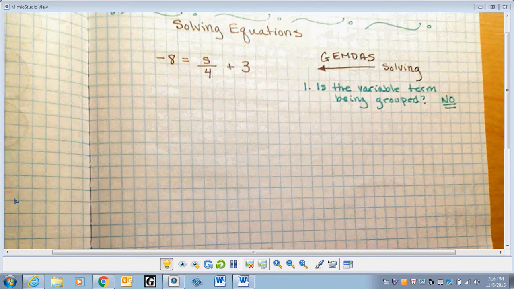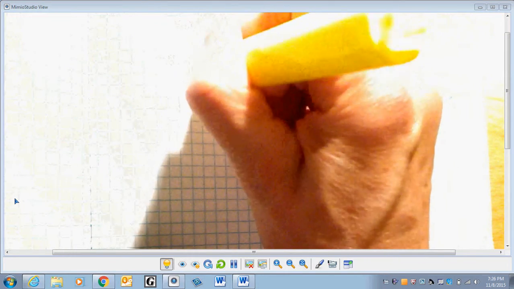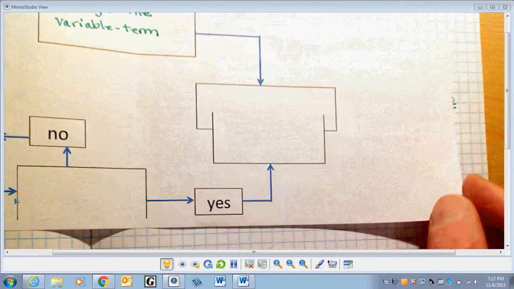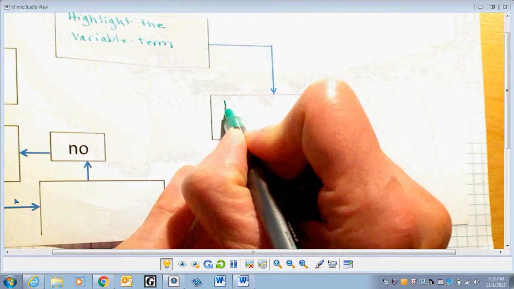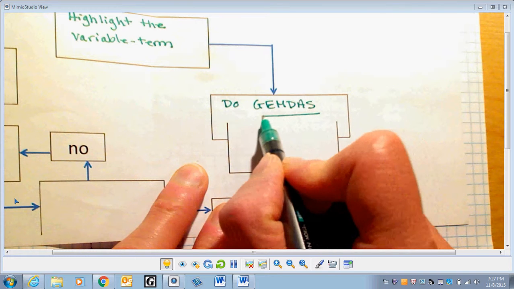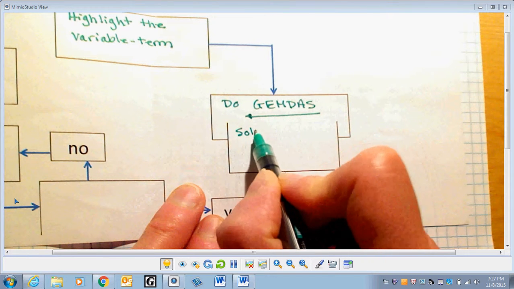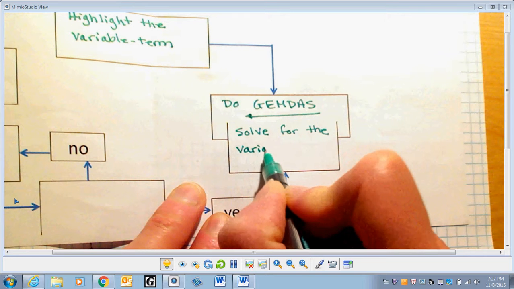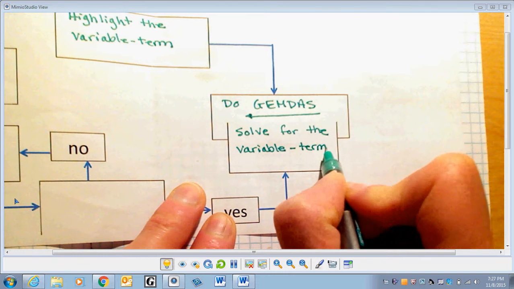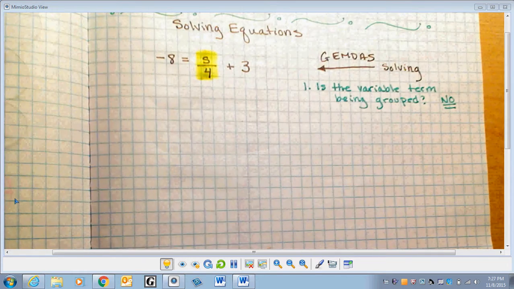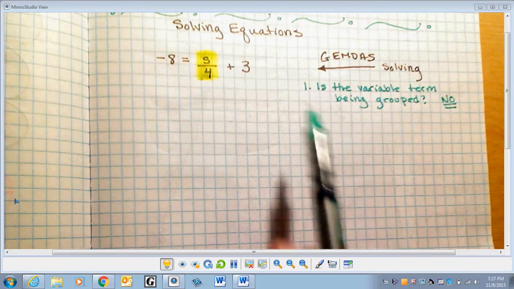So where is our variable term? Our variable term is the s and any number being multiplied or divided to it. So that is our variable term. Now the question is, now what? Let's look at our flow chart. We're going to write do GEMDAS, and we're going to do GEMDAS backwards because we are solving for the variable term. Now we want to solve for the variable term, which basically means we're solving for whatever is highlighted. This is the first thing we're going to do with GEMDAS.